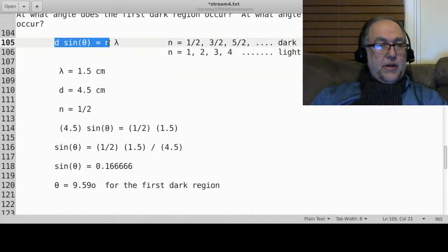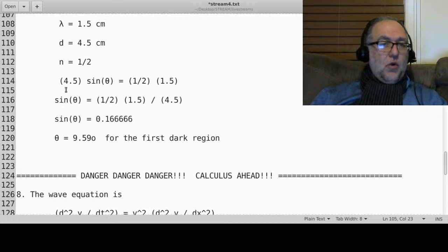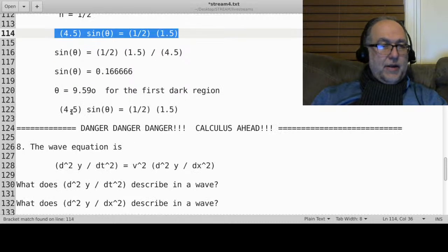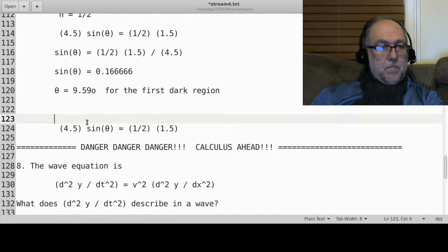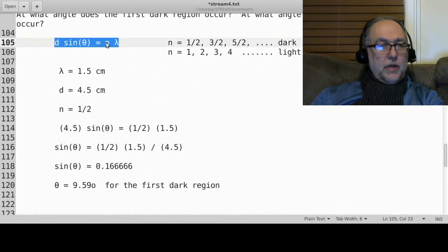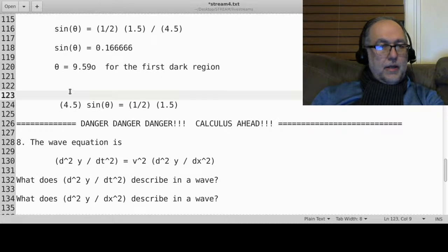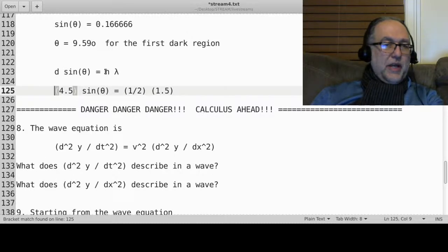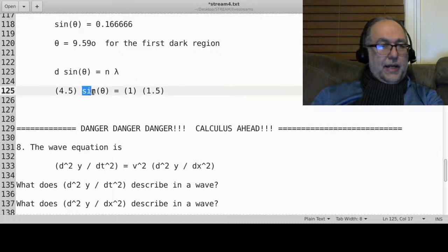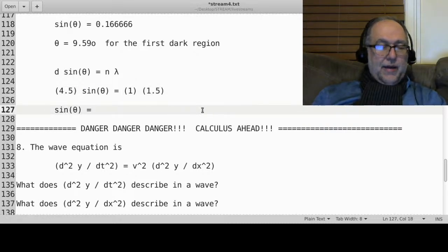So we'll take this equation right here and do the same thing again. In fact, we could just copy and paste this right there, because that is this equation here. Copy, paste. Okay. But now for the first light region, instead of a half there, we want 1. And so now we're going to divide both sides by 4.5. We're going to have 1.5 divided by 4.5. That's what sine theta is equal to.